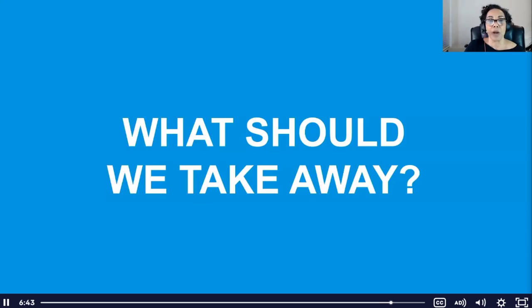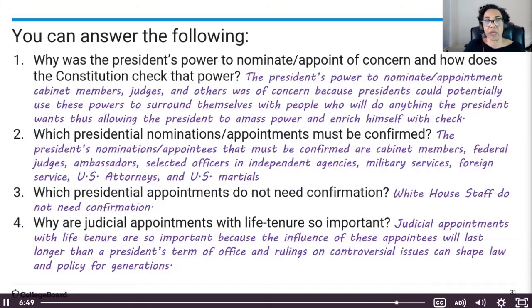And what should we take away? We're able to answer the questions that we had at the beginning. And so just briefly, why was that power of concern with Brutus I? President could just amass power and just run amok and do all sorts of things to enrich himself. Presidential nominations, those that need to be confirmed and not. And then judicial appointments, important because the judges and justices serve for life and therefore can have an impact for decades and decades into the future.